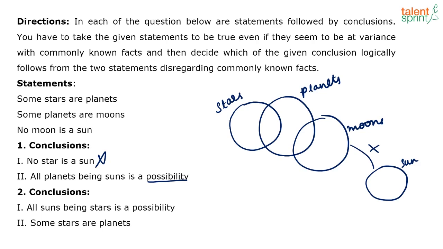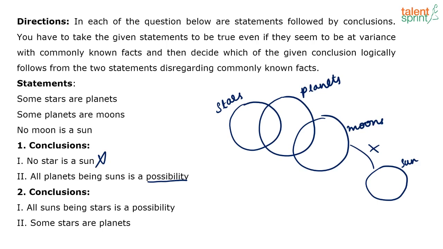So if there is a conclusion which has a possibility term in it, for that conclusion to be true, it should satisfy at least any one of the possible diagrams that you can draw for the given statements. Check if the given conclusion will satisfy any one of the possible cases of the diagrams, right? Any one of the possible diagrams for the given statements. If it does that, then that conclusion is taken to be true or it follows.